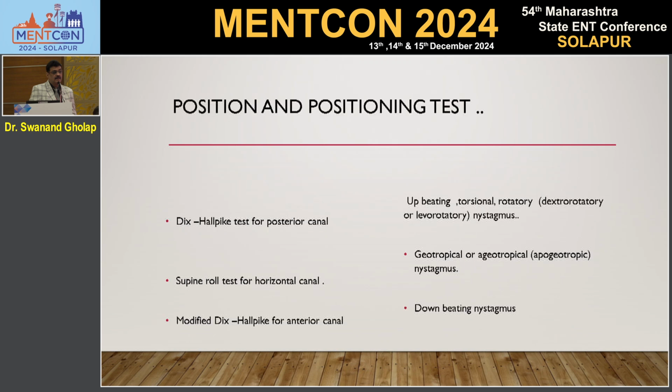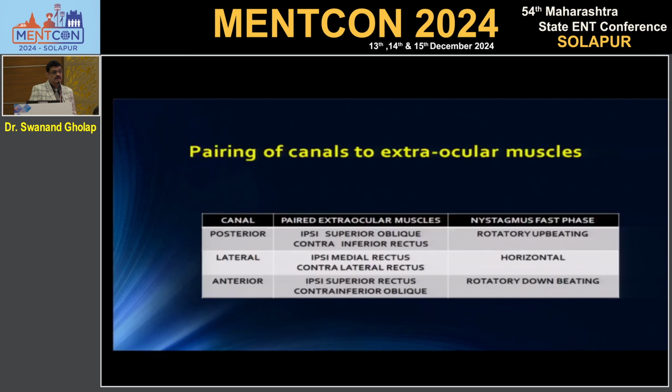Now, in the Dix-Hallpike test, we get upbeating, torsional, rotatory, levo or dextro nystagmus. In the supine roll test or McClure-Pagnini test, we get a geotropic or apogeotropic nystagmus, and in the modified Dix-Hallpike test, we get a downbeating nystagmus. So why do we get this type of nystagmus in every case? Because there is a pairing of canals and extraocular muscles.